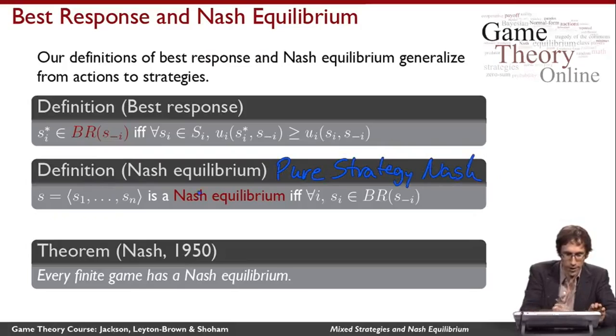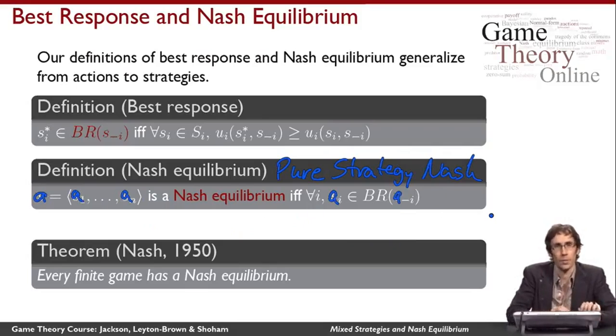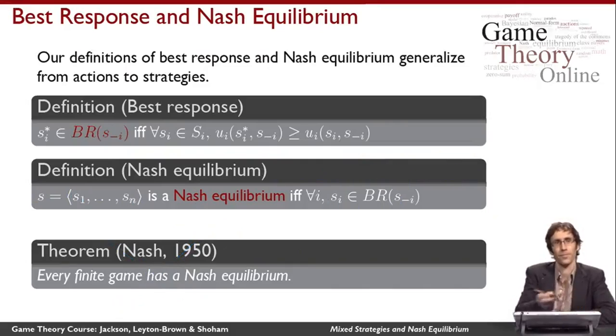So pure strategy Nash is when we do all of this with A's instead of S's. That's a pure strategy Nash equilibrium. And the sad thing about that is that we don't get a theorem that says that every finite game has one of those. But this mixed strategy Nash equilibrium always exists.